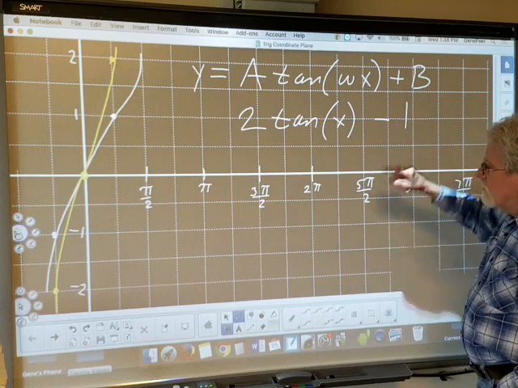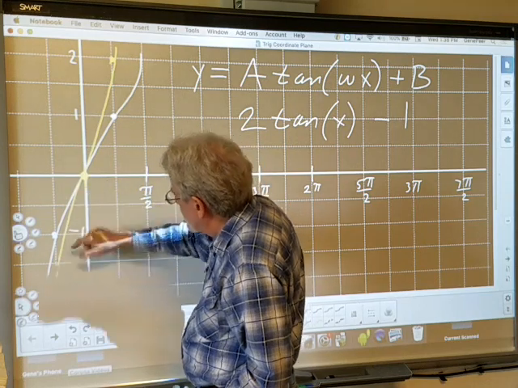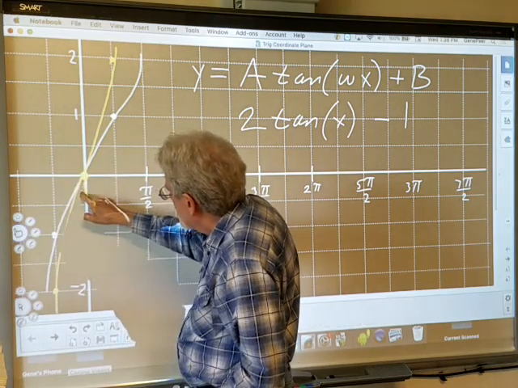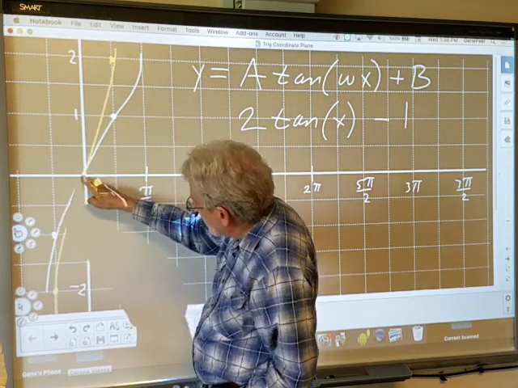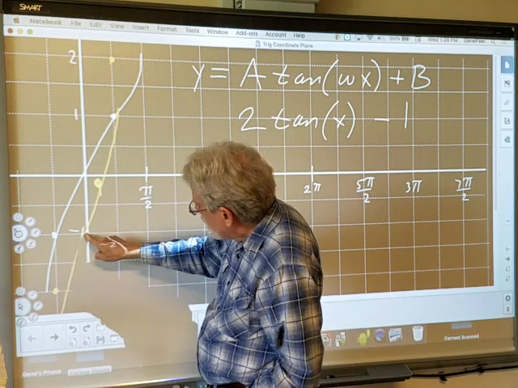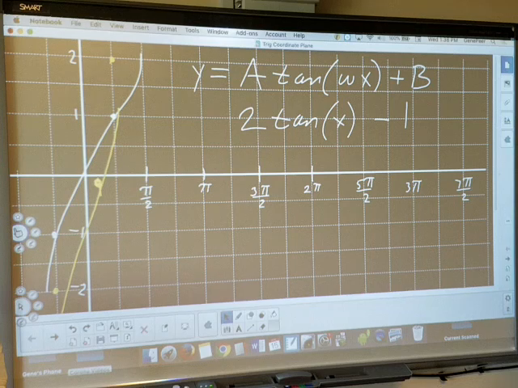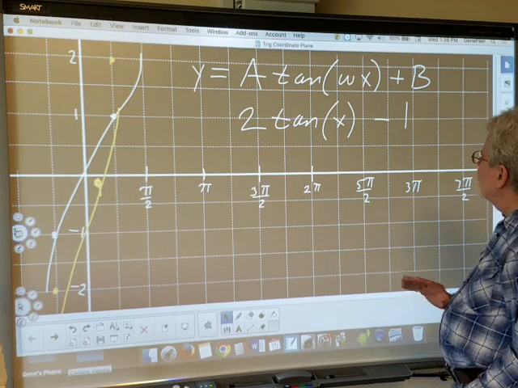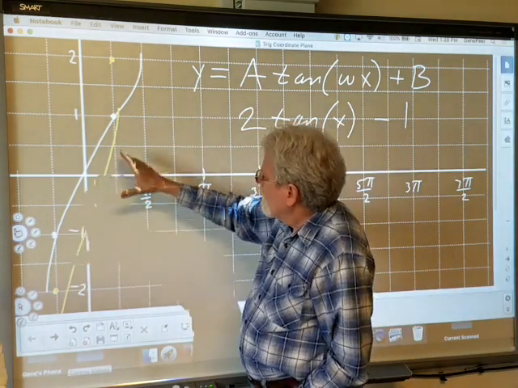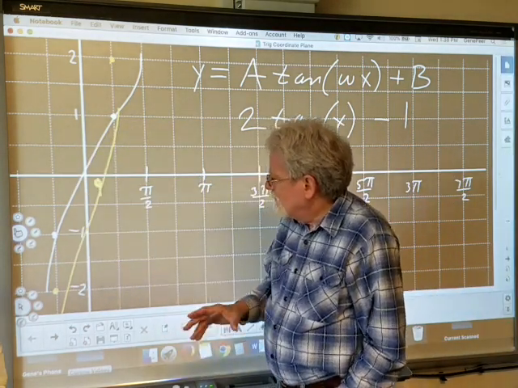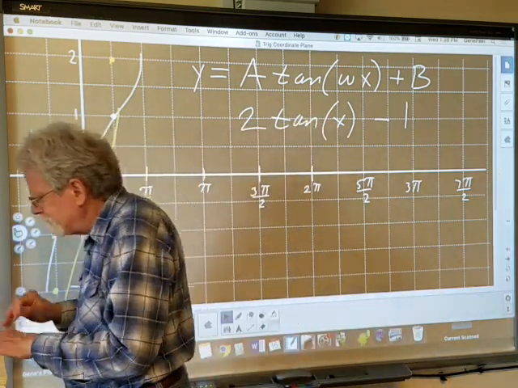The minus 1 part here says we would take this curve and just slide it down 1 unit, which makes for kind of an ugly graph. It's hard to tell. On tests and such, I don't care for the B part because with tangent, it's really kind of hard to see the difference. It gets a little bit messy. So we'll see how that goes. All right.